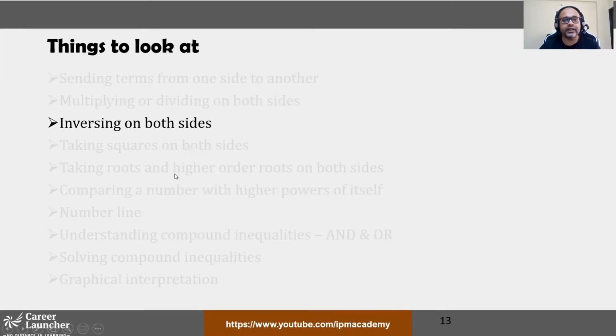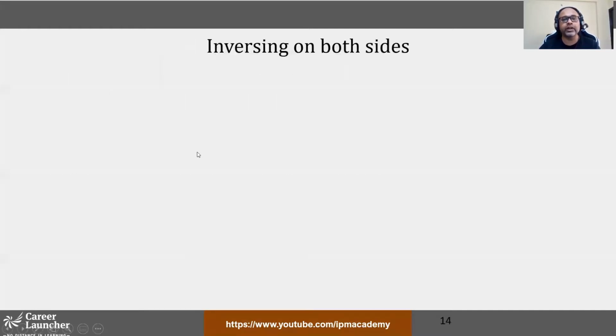Lastly, for this introduction class, we're going to look at inversing on both sides. The remaining we'll take up in the next video. What is the meaning of inverse? If I write x equal to 5, then 1 by x is equal to 1 by 5. Inverse of a number n is 1 by n.